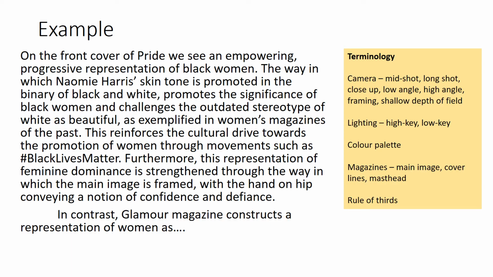And I can go a little bit further with some context here. This reinforces the cultural drive towards the promotion of women through movements such as Black Lives Matter. There's a bit of context just to back up my analysis. Furthermore, this representation of feminine dominance is strengthened through the way in which the main image is framed, with the hand on hip conveying a notion of confidence and defiance. Another specific example with the hand on the hip, the analysis is the connotations of confidence and defiance, and my media language comes in the form of main image and framed.